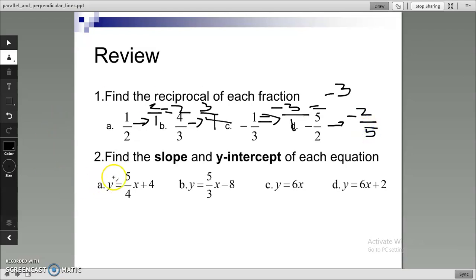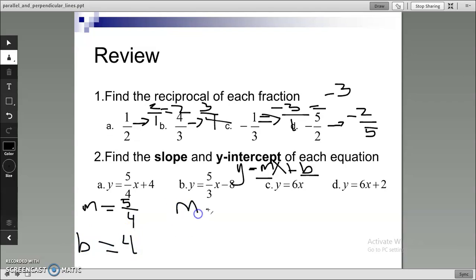The next, it says find the slope and the y-intercept of each equation. Recall, in slope-intercept form, y equals mx plus b, where m is my slope and b is my y-intercept. And it looks like all of these equations are in that form. So the first one, my slope is 4/5. My y-intercept, or my b, is 4.